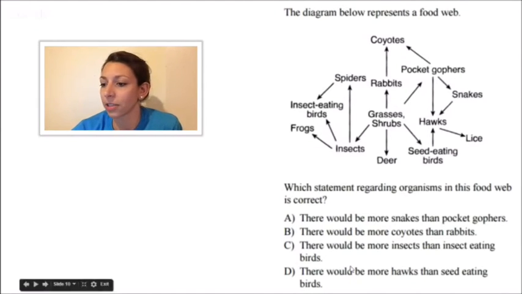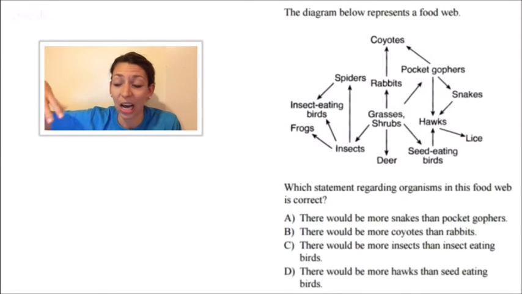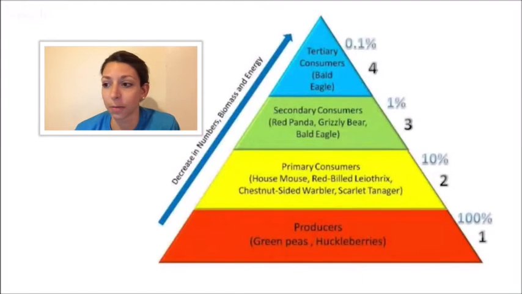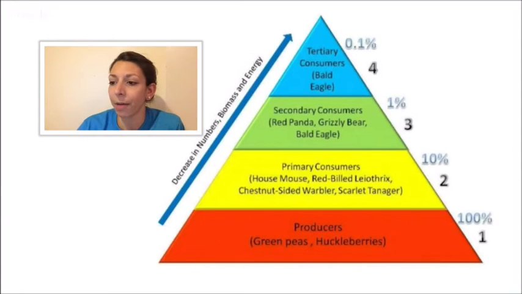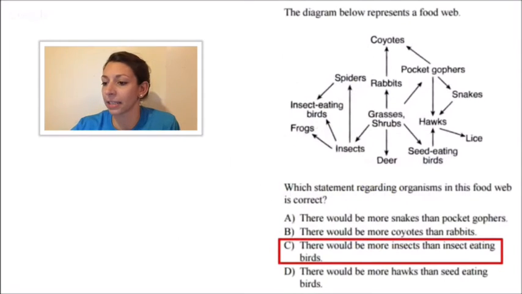So looking at our answers here, the best one is probably C, because there's more insects than insect-eating birds. Remember, insect-eating birds are going to be consuming those insects, so they're higher on those levels. So if we look back at our pyramid, if our insects were primary consumers, then our insect-eating birds would be secondary consumers, which means there would be fewer of them because our numbers go down as the pyramid goes up, and our answer is, in fact, C.